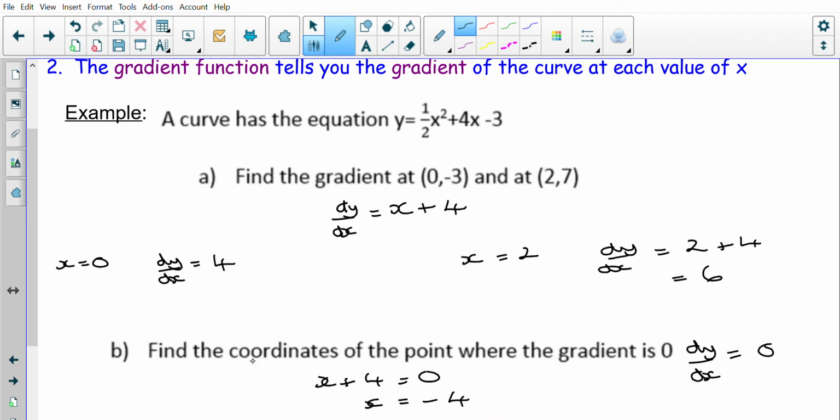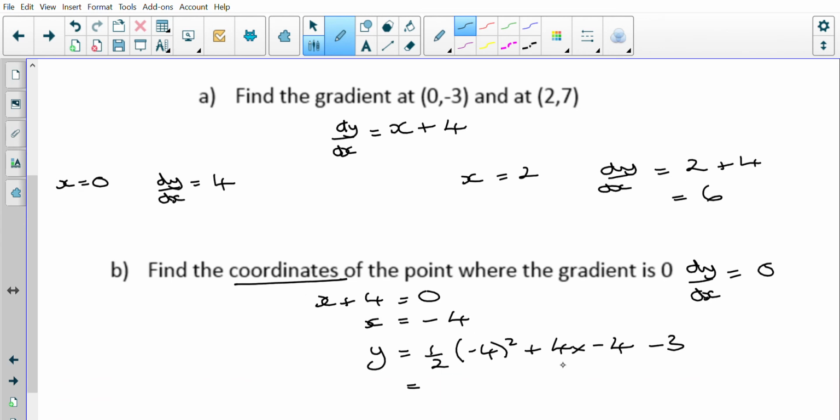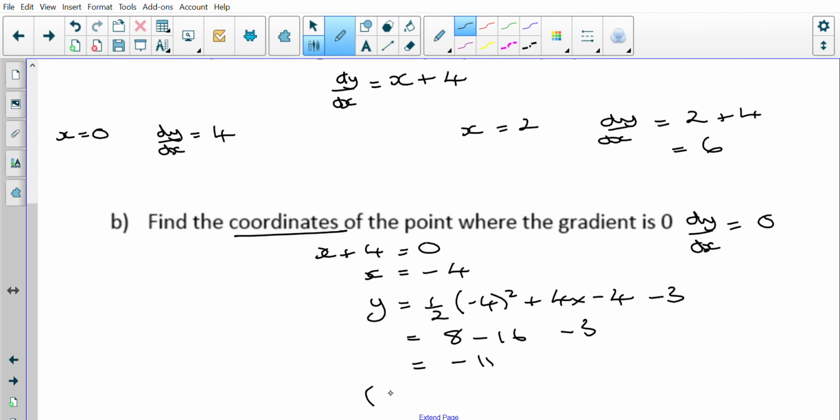But because it's asked for the coordinates, I need to substitute back into the equation of my curve to find the corresponding y coordinate. So we have y equals a half times minus 4 squared plus 4 times minus 4, and then take away 3. Remember, minus 4 squared is plus 16, half of that is 8, minus 16, minus 3, which gives me minus 11. So the coordinates of the point where the gradient is 0 is the point minus 4, minus 11.